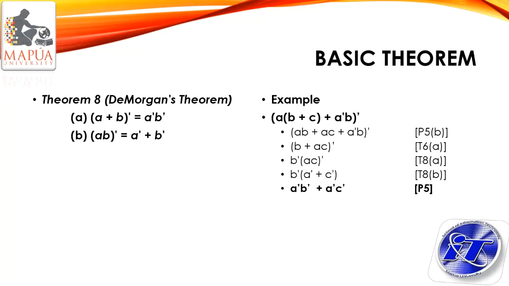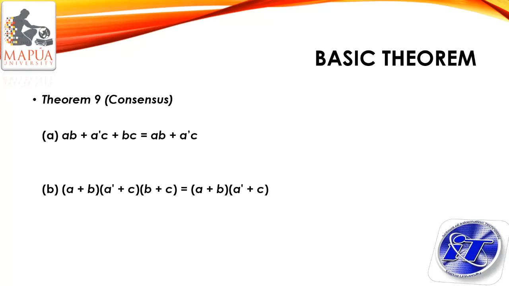Theorem number 9, consensus. So AB + A'C + BC is equal to AB + A'C. Second form, (A + B)(A' + C)(B + C) is the same as (A + B)(A' + C). So by analyzing the given, one term is removed from the left side. Here, BC was removed, and in form B, (B + C) is removed.